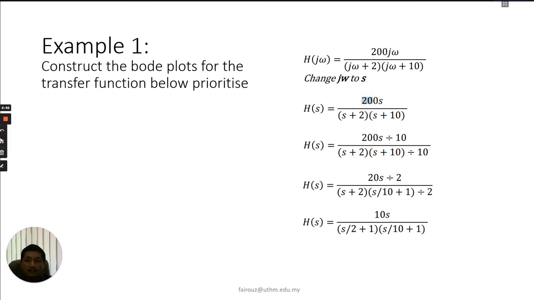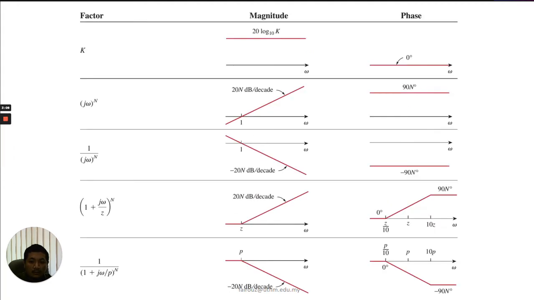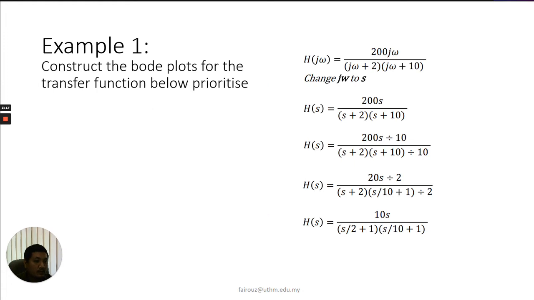So here, 200 is the gain, or K. That is okay. This is the zero, s, but here s plus 2 and s plus 10 are not in the form of a simple pole. Because a simple pole looks like this: 1 over 1 plus s over p. So this is not 1 over s plus p, so we have to change it.